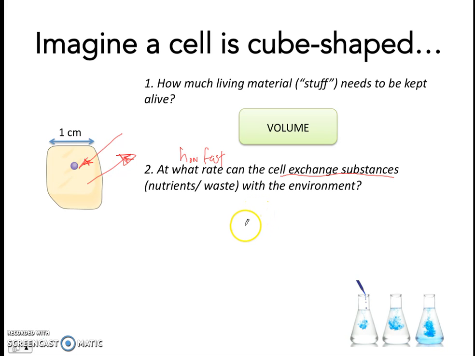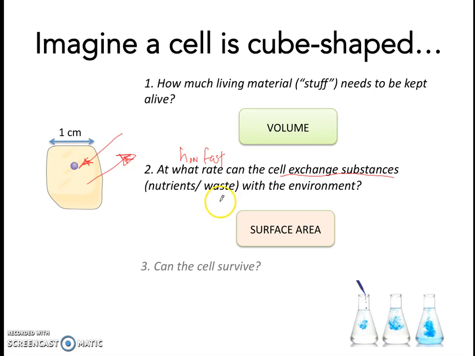Well, one way to do it would be to calculate the surface area of the cell. If I calculated the surface area, you take 1 times 1, this area, times 6 faces of the cube. The surface area tells me how much surface there is that the cell can exchange substances across. So the greater the surface area, the faster the cell can exchange substances with the environment.